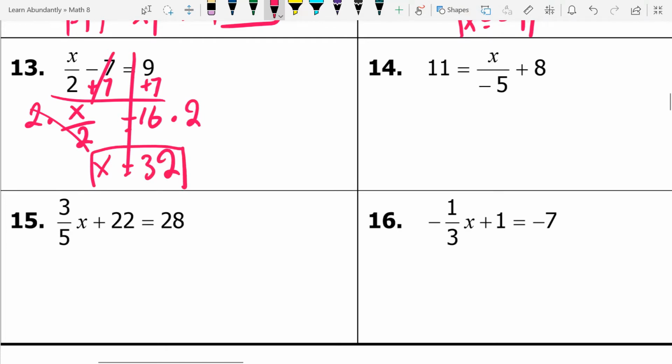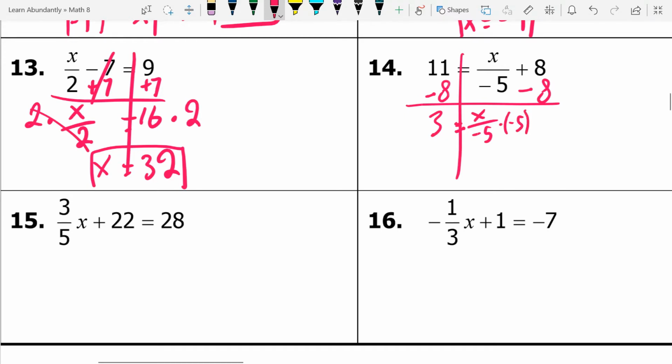Number 14, we have negative 5 underneath there. But before we do anything with that negative 5, I'm going to remove this constant by subtracting 8 on both sides. If I do that, I end up with 3 equals x over negative 5. It says negative 5. It doesn't say I'm going to subtract 5. So what we're going to do, that's division. That's what that line means. So I need to multiply both sides times negative 5.